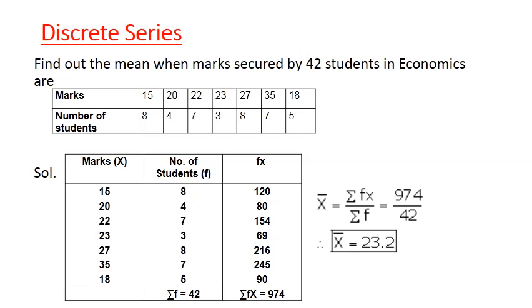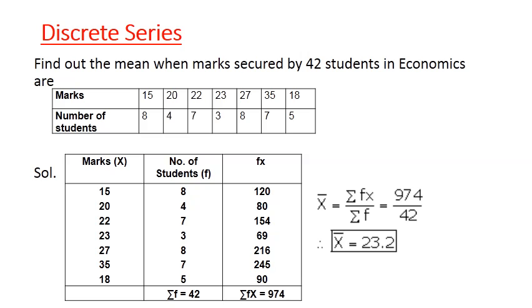And how are we going to solve this question? In the first column we will write marks, in the second column we will write number of students, that is frequency, and then we have to multiply frequency by marks, that is fx. 15 multiplied by 8 is 120, 20 multiplied by 4 is 80, 22 multiplied by 7 is 154, 23 multiplied by 3 is 69, 27 multiplied by 8 is 216, 35 multiplied by 7 is 245, 18 multiplied by 5 is 90, and summation of fx is 974.